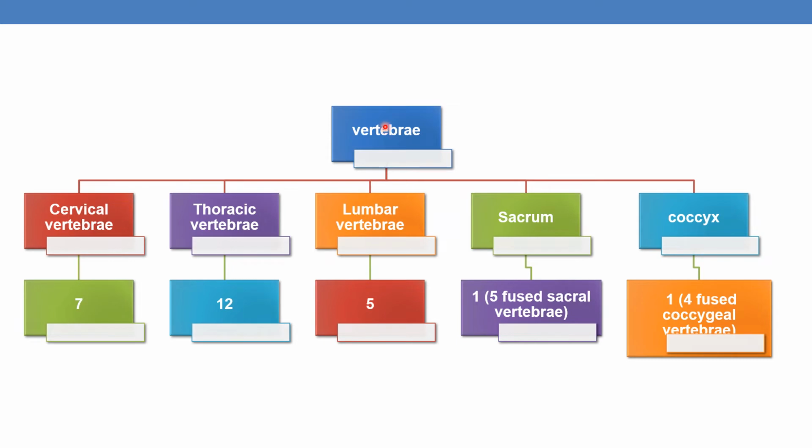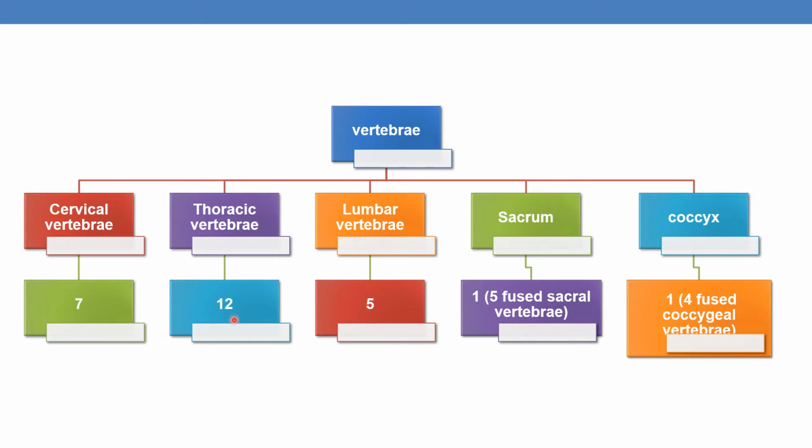And the vertebrae are divided based on the region. They are cervical vertebrae, thoracic vertebrae, lumbar vertebrae, sacrum and coccyx. There are 7 cervical vertebrae in total, 12 thoracic vertebrae, 5 lumbar vertebrae, 1 sacrum and 1 coccyx. One sacrum is formed by 5 fused sacral vertebrae, whereas one coccyx is formed by 4 fused coccygeal vertebrae.